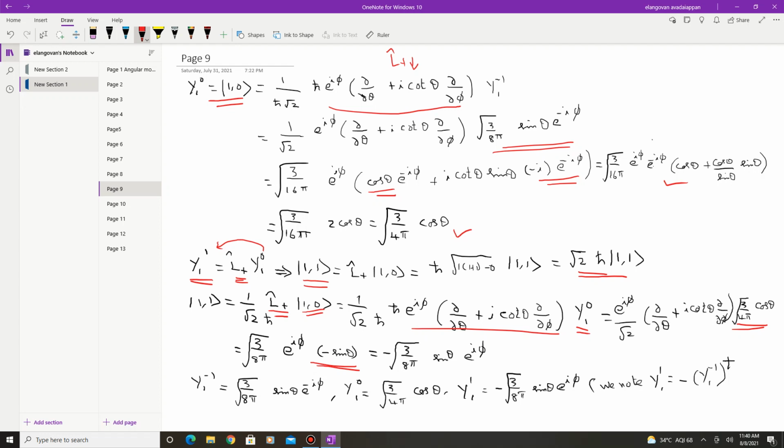So we have started from the lowest value. First we choose the lowest value. Operating with the L plus operator, we will get Y(1,0). Again, if you operate the L plus operator on Y(1,0), we will get Y(1,1). So we have all the three values. Here we know that this is anti-Hermitian: Y(1,1) is equal to minus of Y(1,-1) dagger.